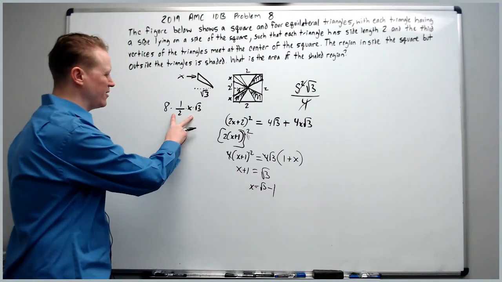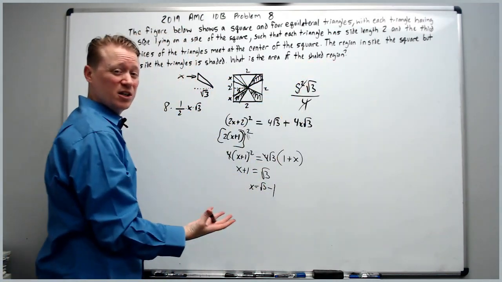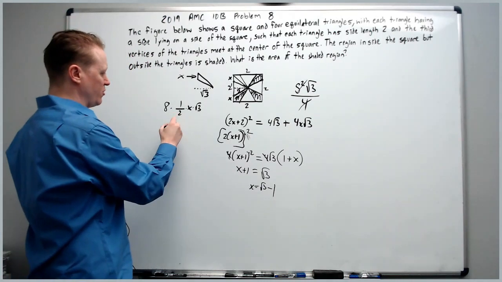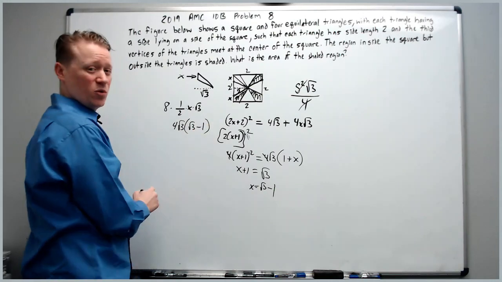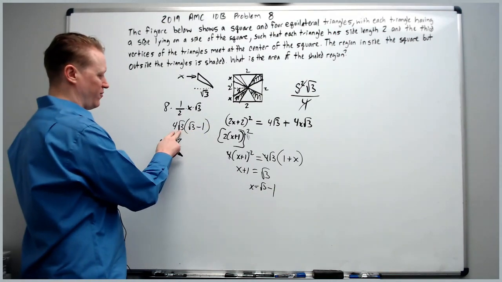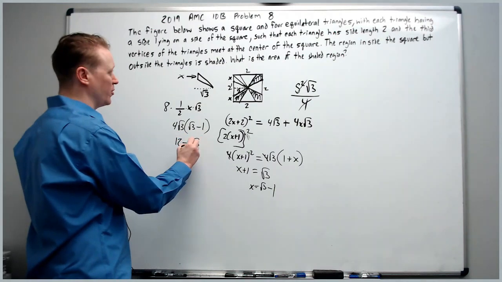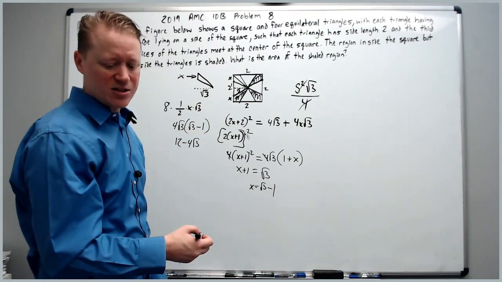Come back over to here. This was the area of the shaded region, which is what we're looking for. So we can just do 4 times root 3 times (root 3 minus 1). 4 root 3 times root 3 is 12, and times this is minus 4 root 3, which is the answer. I didn't write them up here, but it's answer choice B.